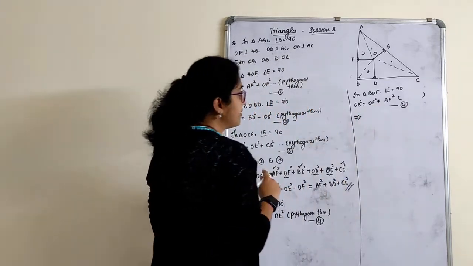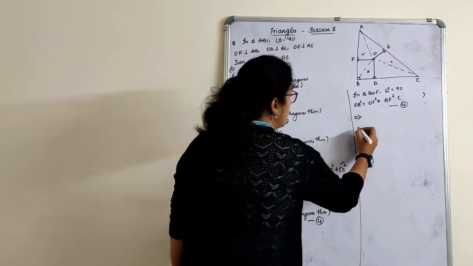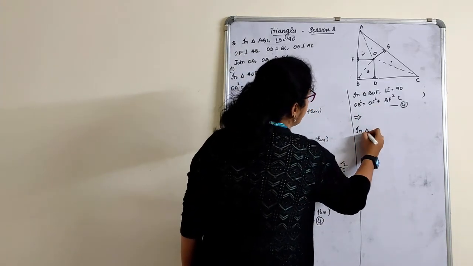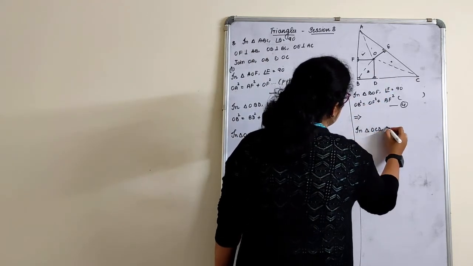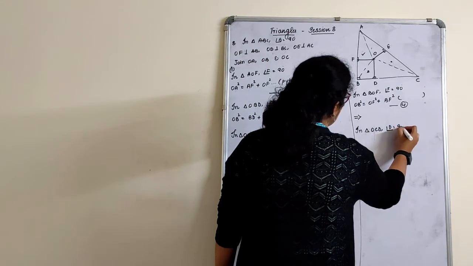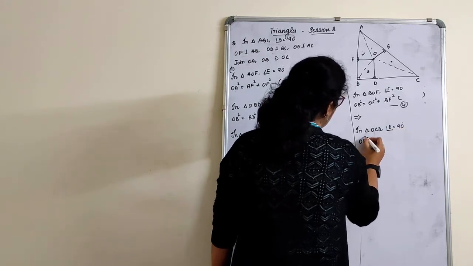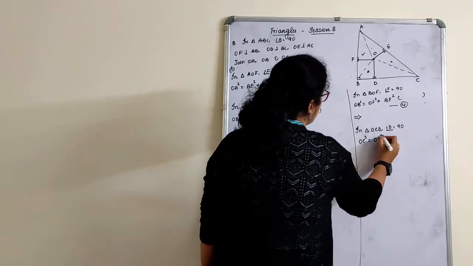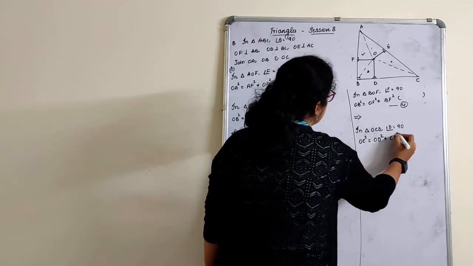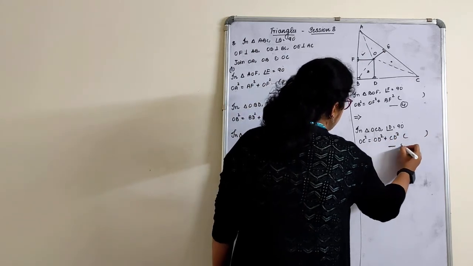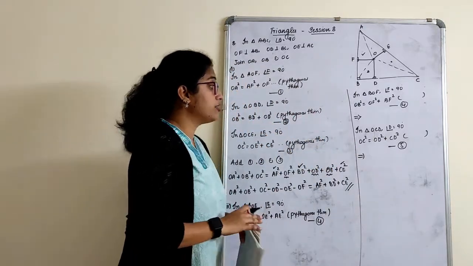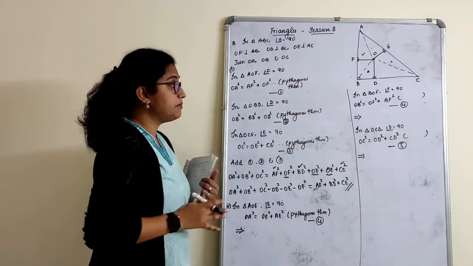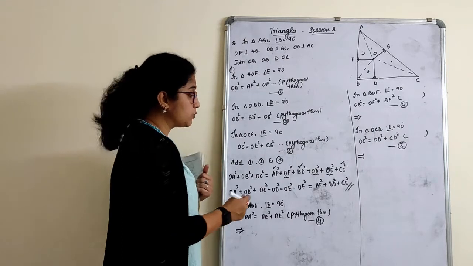Also it can be written in another form. Last triangle, in triangle OCD, angle D is equal to 90 degree. So OC square is equal to OD square plus CD square, Pythagoras theorem, equation 5, and also can be written as given as it is. What to be written, I'll tell you.